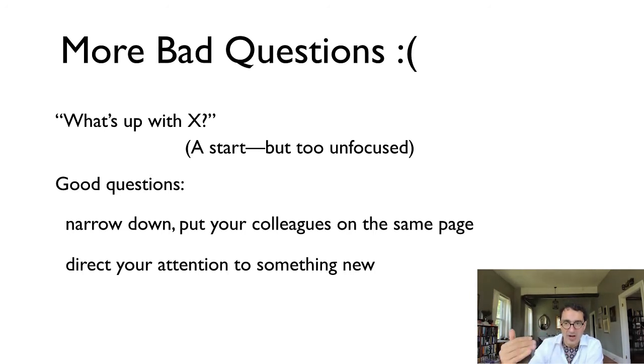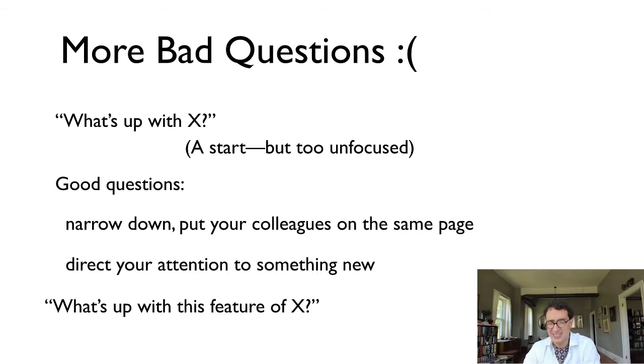So a better variation on this, a way to unfold the question, what's up with X? Shakespeare, what's up with Shakespeare? A way to unfold that is, well, at the very least, what's up with this feature of X? What's up with tragedies in Shakespeare? At the very least, you've gotten a little bit further than what's up with Shakespeare. What's up with the use of high versus low diction in Shakespeare, right? By drawing your attention to some feature, you can make a little bit of progress. Your research question can become better and, in this case, more focused.